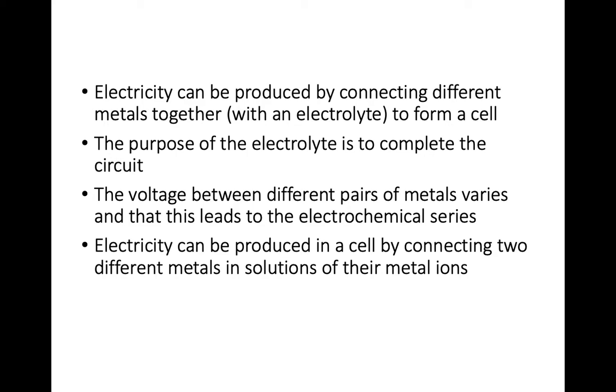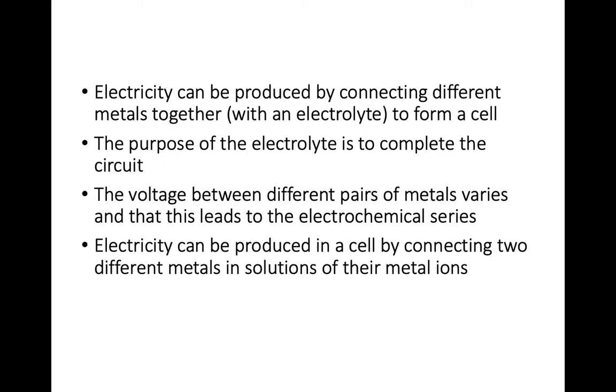If we connect different metals together with an electrolyte to form a cell, we can produce electricity. And the purpose of using an electrolyte is to complete the circuit. The voltage between different pairs of metals varies, and that is what leads to the electrochemical series. Electricity can be produced in a cell by connecting two different metals in solutions of their metal ions.